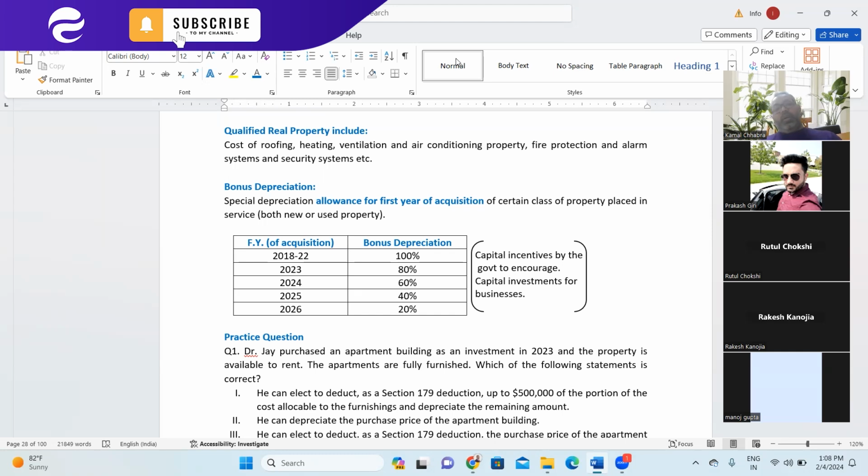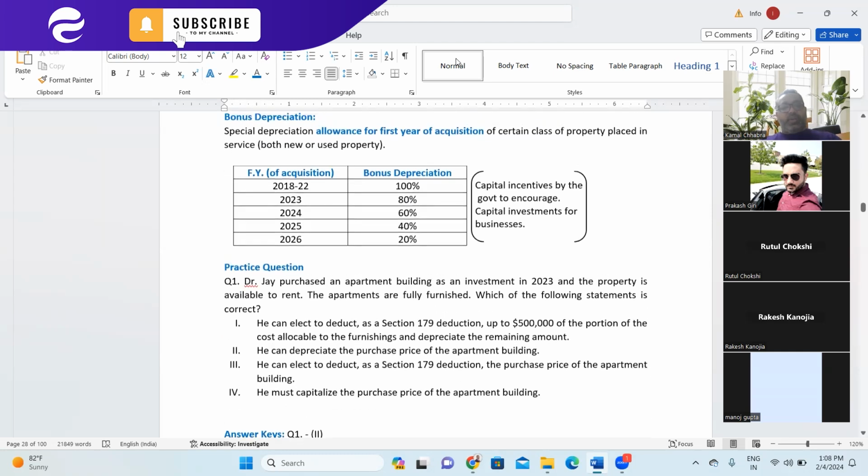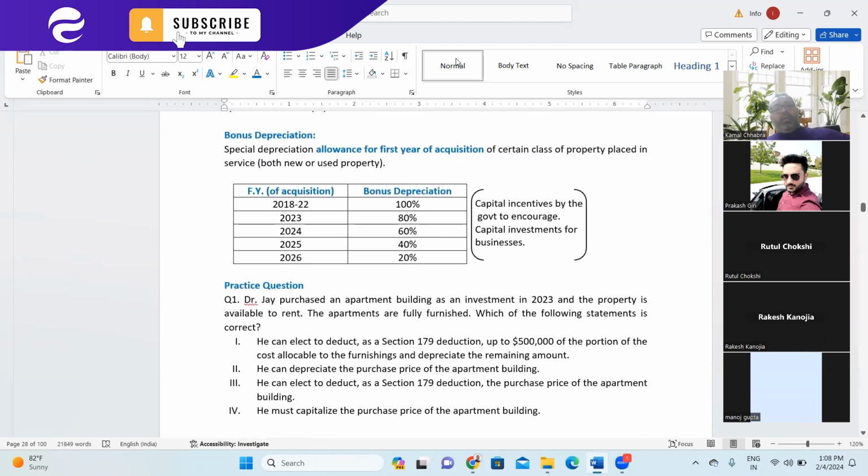Okay, let's do a question together. Dr. J purchased an apartment building as an investment in 2023 and the property is available to rent.